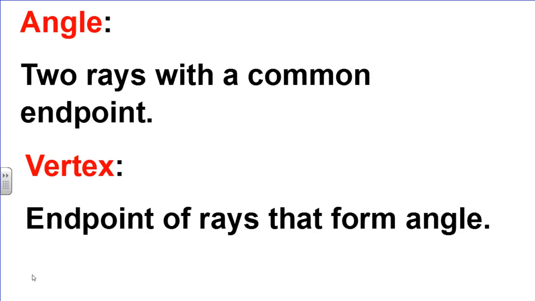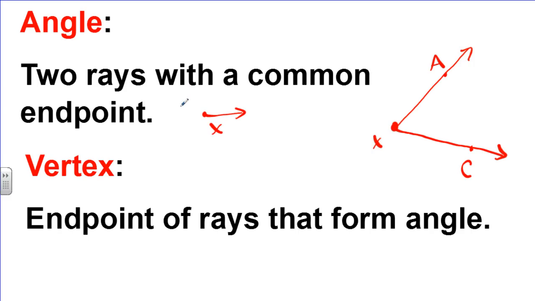Now, if you put a ray together, let's draw one ray over here. Hopefully that doesn't run off your screen. We'll name it ray XA. And you have another ray stemming from point X as well. By definition, you have created this thing called an angle. So it has ray XA and ray XC. They create an angle, and let's actually draw this.